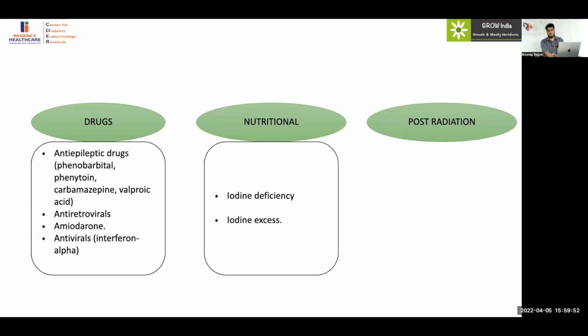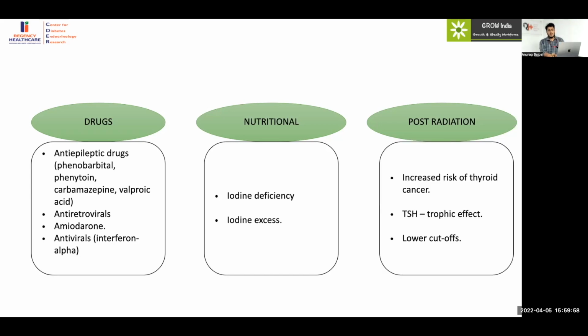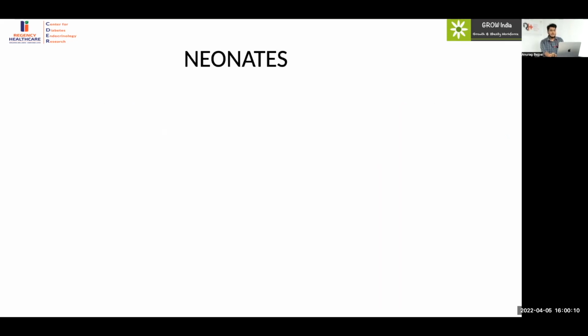And the most important situation where we should not miss a case of subclinical hypothyroidism is radiation exposure, where we need to have a very small cutoff for treating subclinical hypothyroidism. This is one of the very important conditions and very important histories we need to ask for in a patient with subclinical hypothyroidism. And the next important condition after radiation exposure is neonates, because this is the crucial period for brain development. So we need to intervene early, and we also need to identify the cause, which is very, very important.